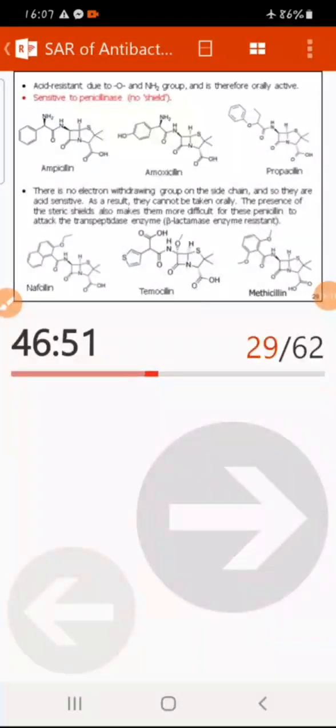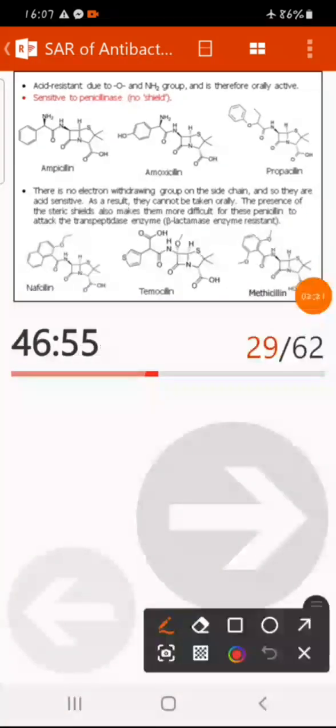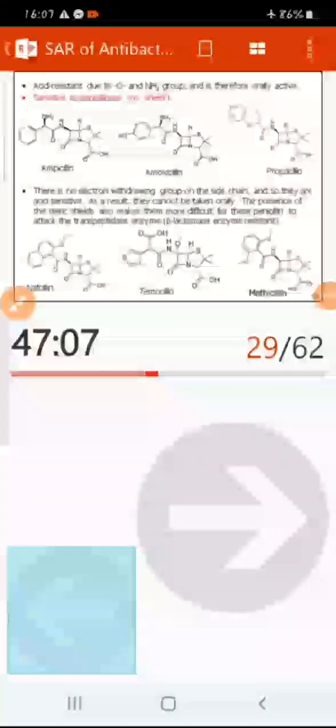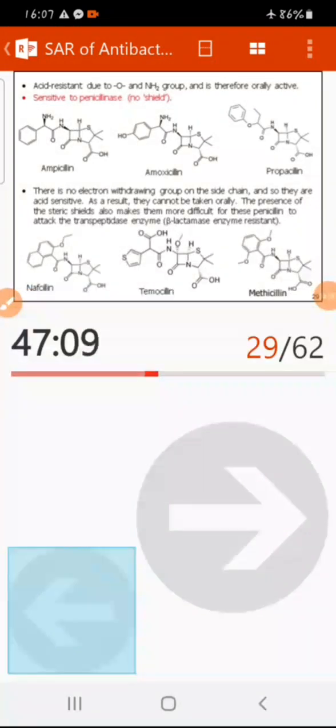If this compound contains ortho electron withdrawing groups, OCH2 groups here, or OH groups on the ortho position, it will be beta-lactamase stable. But in the case of ampicillin, there are no such groups. Therefore, ampicillin is beta-lactamase sensitive, acid stable, and has broad spectrum.